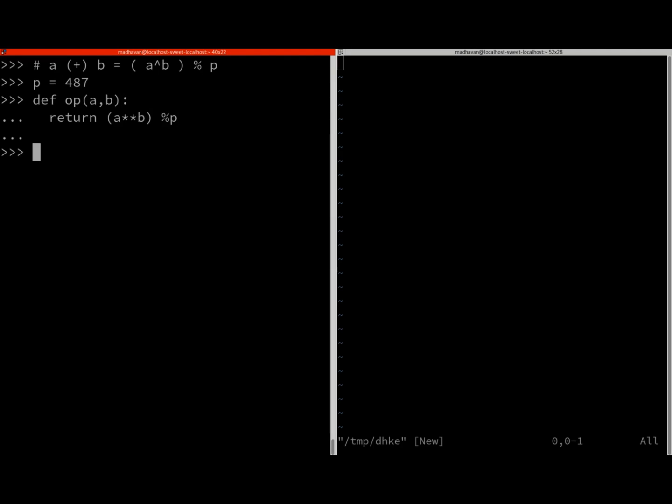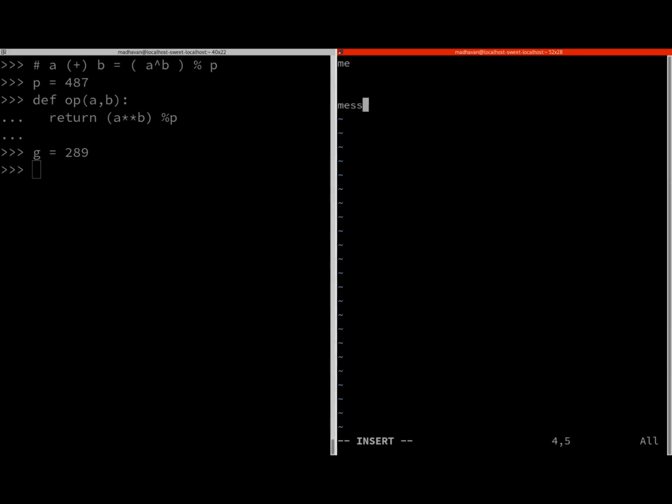Okay, what was the first thing that we did in the colors example? We picked a generator G, right? In that example, it was the color yellow that we picked as the generator. Here we are going to pick a prime number, which is 289. And this is now going to be known to everybody. So let's take note of who knows what.